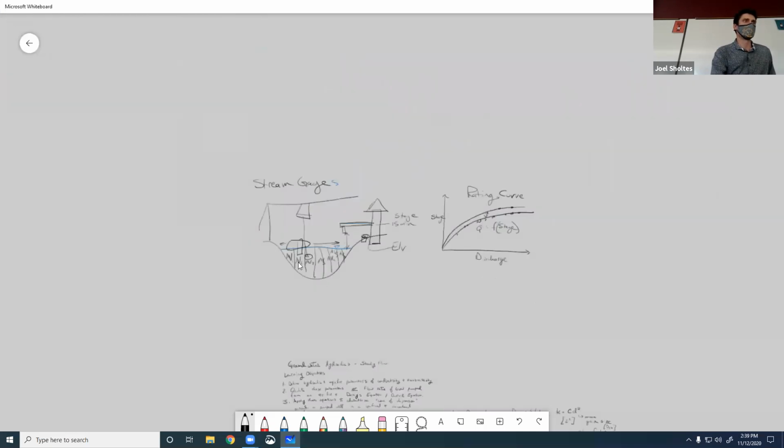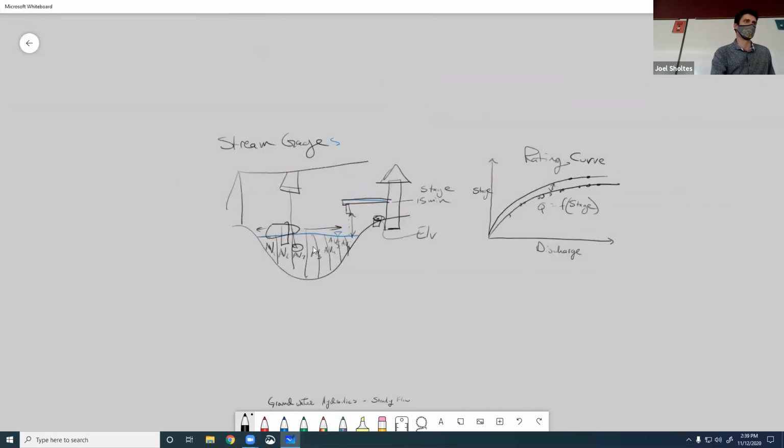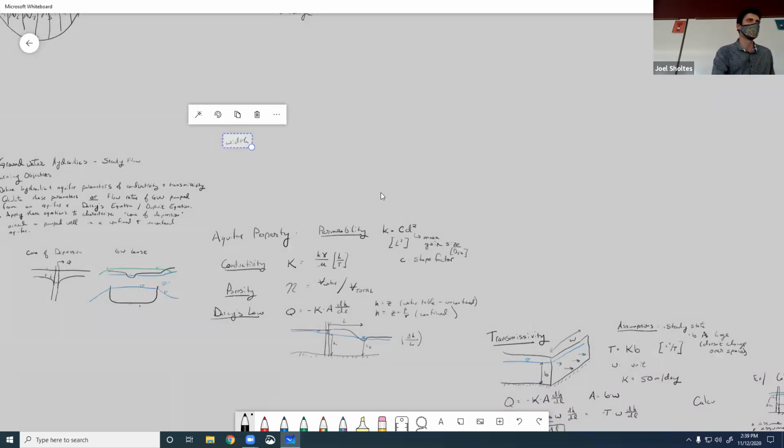It's really hard to do in natural channels. It's hard to do well. That's why you have to have really sophisticated equipment, and the USGS has the best equipment, basically.